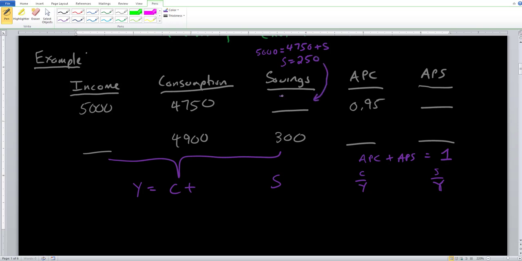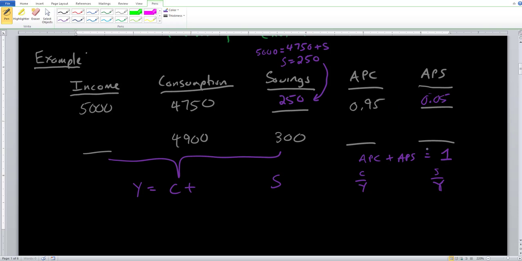So go ahead, put that in. You say, hey, yes, that is correct. You can check yourself for APC. If you take 4,750 divided by 5,000, C over Y, you'll get that 0.95. And then here, because APC plus APS equals 1, you immediately know that APS has to equal 0.05.